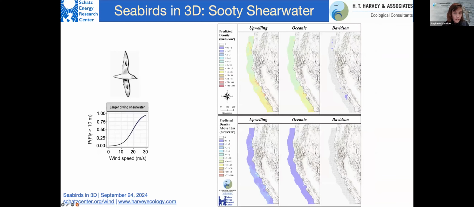So this is a seasonal breakdown. I just wanted to show this because this is one of the species that isn't here for part of the year. You can see it's present in upwelling and oceanic and then gone during Davidson. And for us, we're going to focus on upwelling to illustrate how we calculate what percent of birds are above 10 meters. So if we could go to the next slide. Yeah, and the next slide.